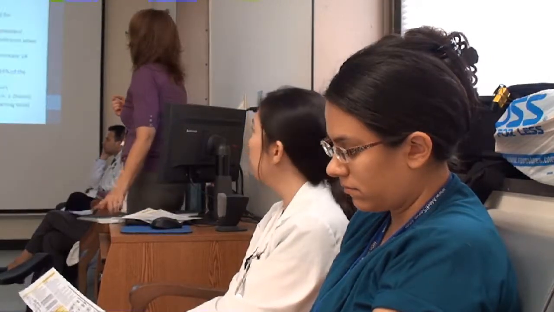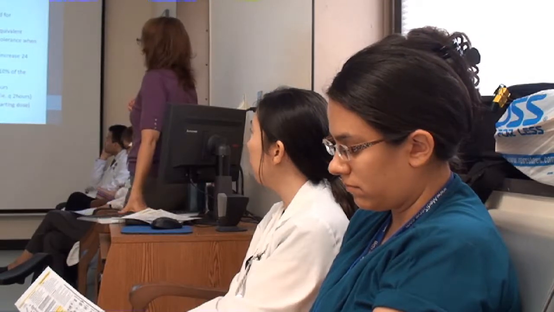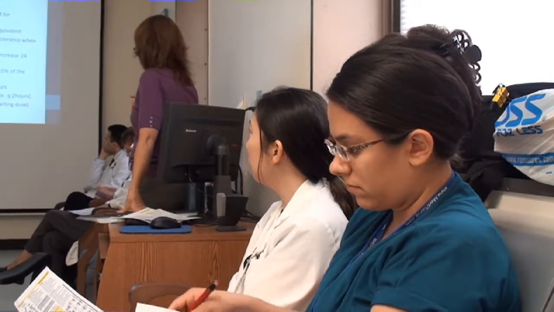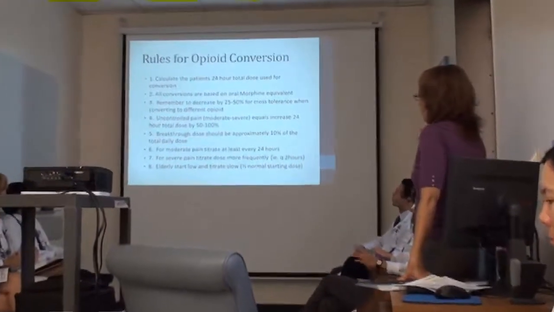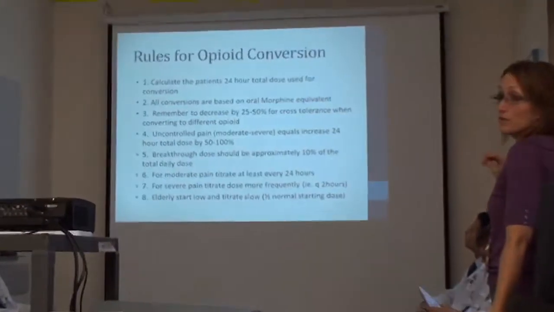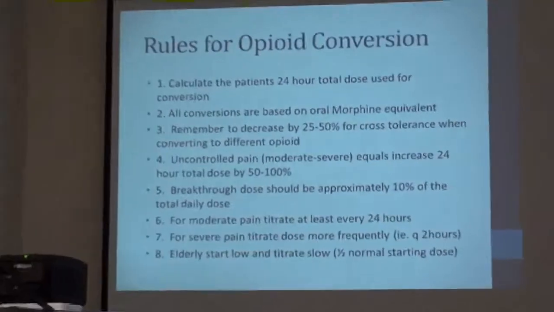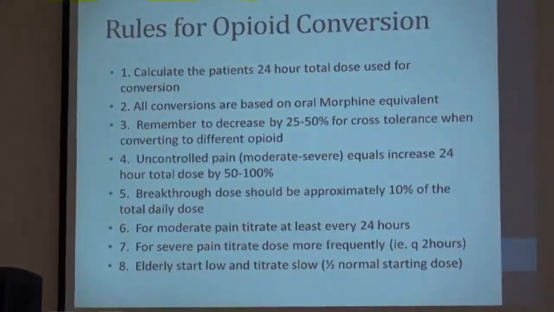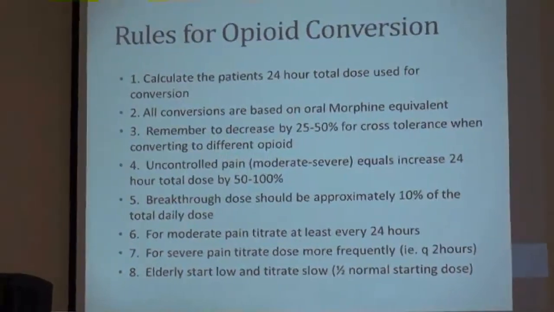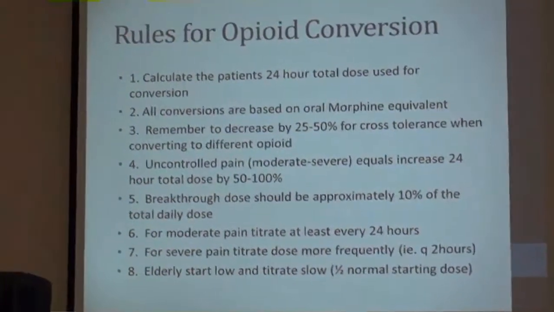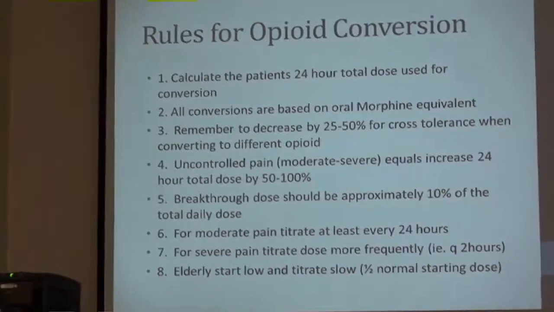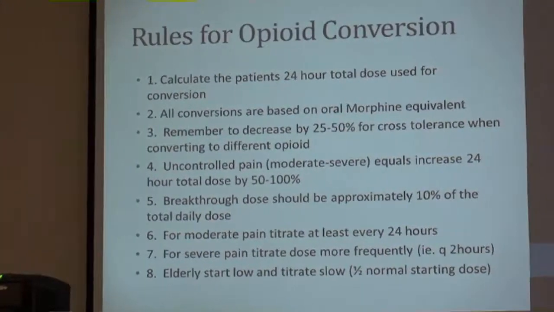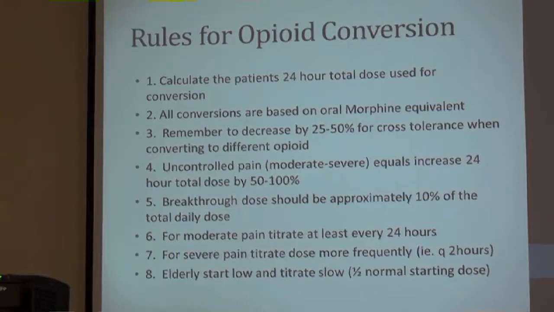So let's go on to the rules for opioid conversion. This is important. This is on your sheet somewhere, but you want to calculate your 24-hour total dose used. So the last 24 hours. For all conversions, they're based on the oral morphine equivalent, which I said earlier. Remember to decrease by 25 to 50% for cross tolerance when converting to a different opioid. Very important to remember.